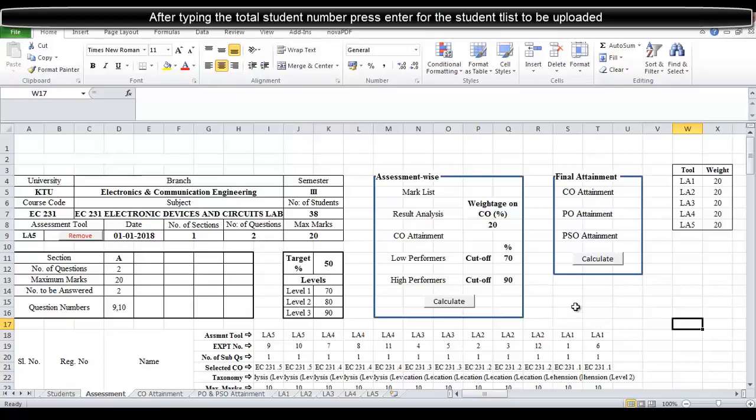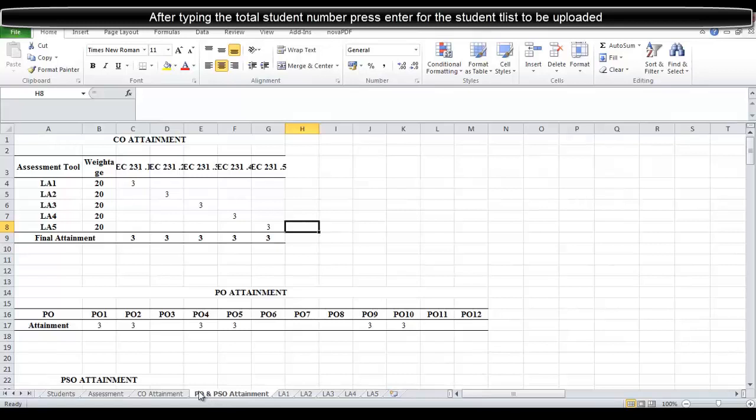Here we are already having the analysis done for all the experiments or all the COs. So that is done. Now what is left is to calculate the final attainment of CO, PO, PSO. All we have to do is just press the calculate button. Once we do that, we get the final CO, PO attainment. As you can see here, we have got the weightage based on each assessment tool. We have divided it. So the attainment is 3. Now you can imagine that it will be 3 because obviously we are having a lab course.